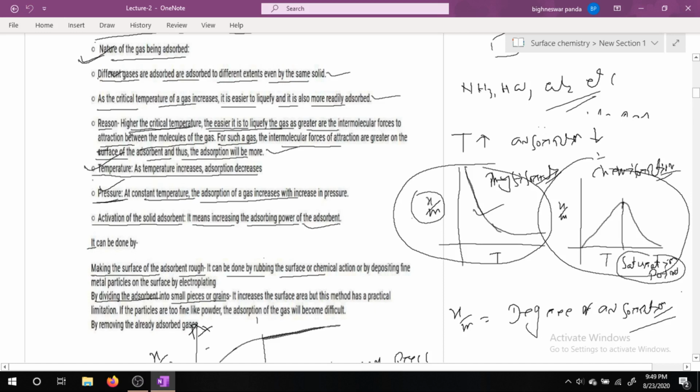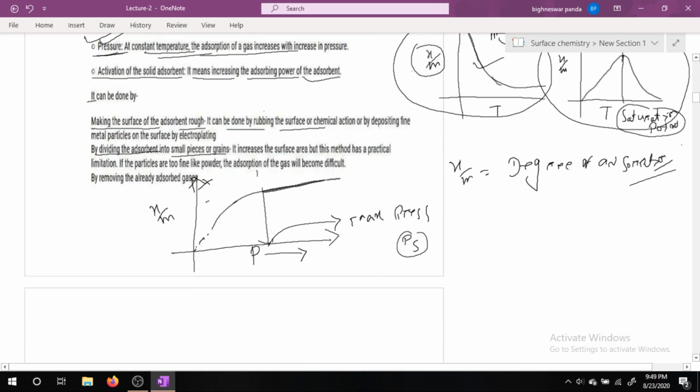Next, pressure. At constant temperature, the adsorption of gas increases with increase in pressure. This is the graph. We have to discuss this whole part again, so don't worry.